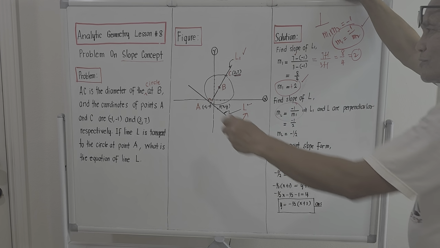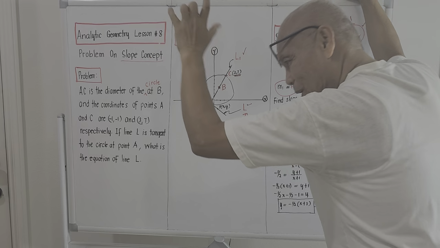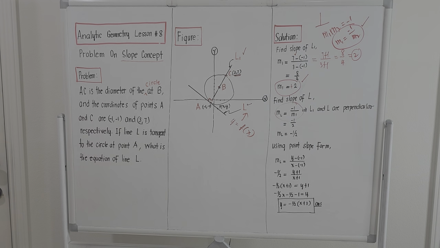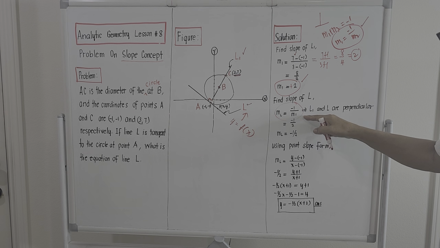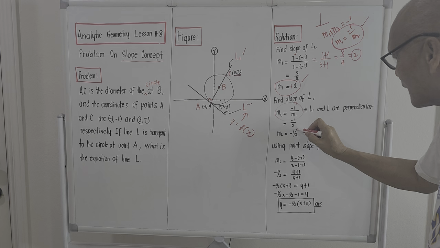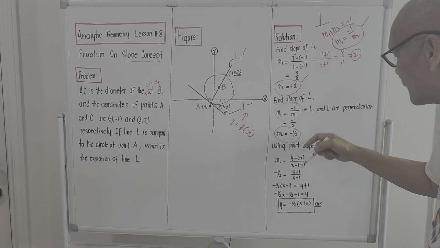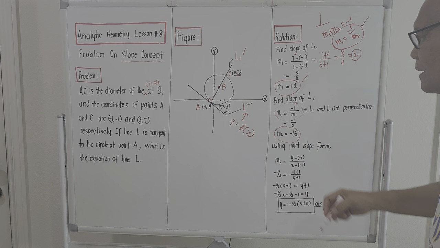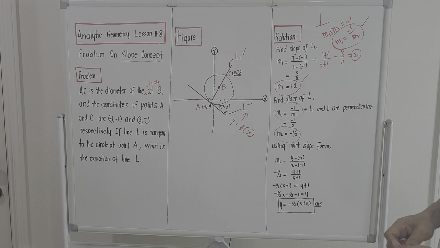Slope concept for perpendicular lines. Okay? And what will be the value? We now know M1, right? So this is negative 1 over 2. So the slope of the unknown line L is actually negative 1 half. Why negative?